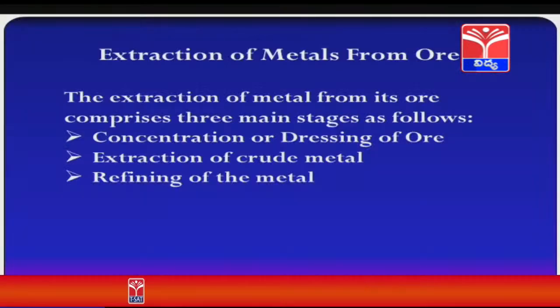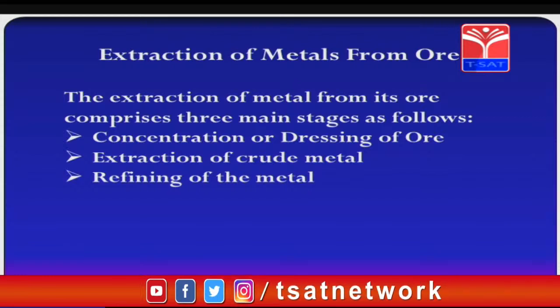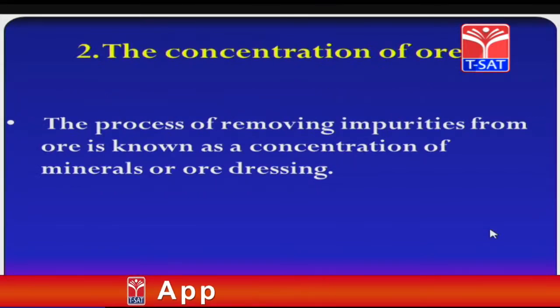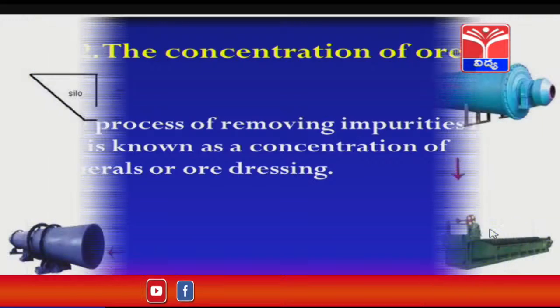So, extraction of metals mainly has three stages to be followed, children. The first stage is concentration or dressing of ore, the second stage is extraction of crude metal, and the third stage is refining of metal. Concentration of ore means the process of removing impurities, which is called dressing or concentration of minerals.